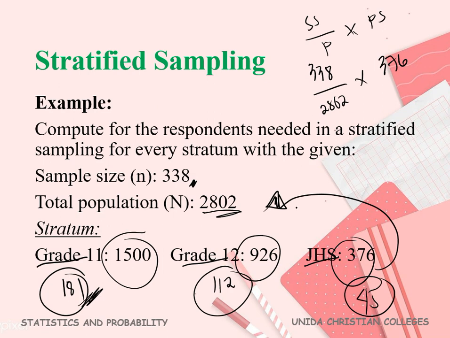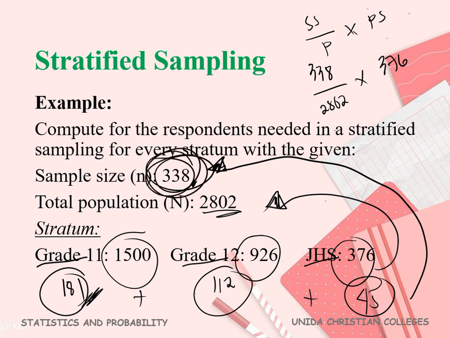So, when you add the number of respondents in each stratum, you should get the total number of your sample size. So, 181 plus 112 plus 45, it must be 338. So, dito nakikita yung pagiging bias natin, since nakadepende yung pagkuha mo ng number of respondents sa dami ng population per stratum. Unlike sa quota sampling na ikaw mismo yung nag-set kung ilan ang kukunin mo in every subgroup. Okay? And that is the stratified sampling.